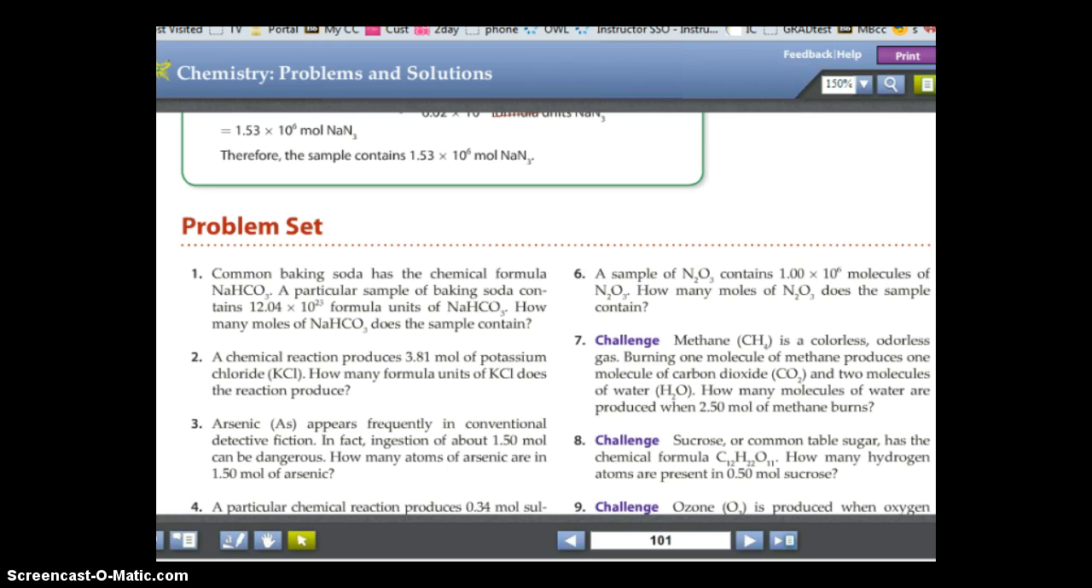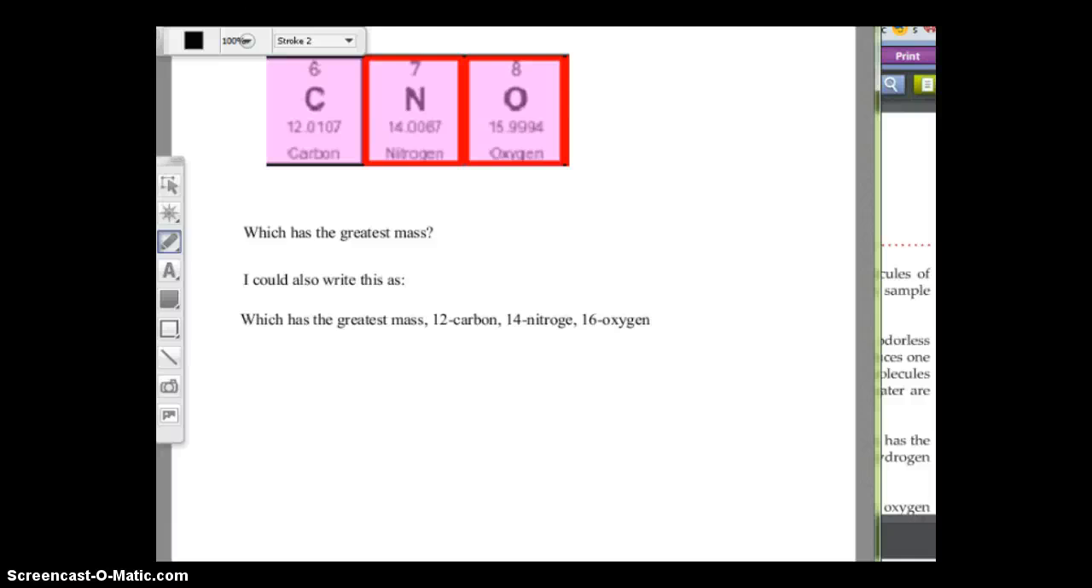All right, and I have a couple that I have on my whiteboard that we're actually going to go over first. So the first one says, which one of these has the greatest mass? And I just copied it from my periodic table. So is it carbon, nitrogen, or oxygen? I could have also written it this way. Which has the greatest mass? 12 carbon, 14 nitrogen, and 16 oxygen. So any of those would be a correct way of doing it, either the picture or writing it.